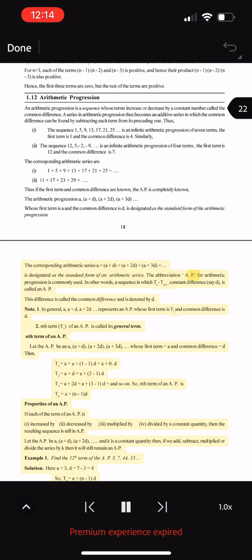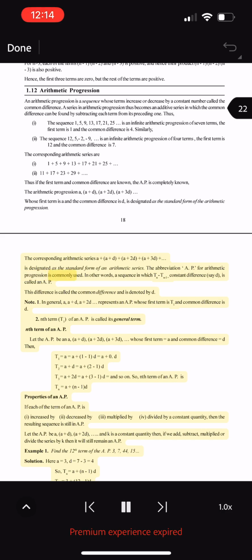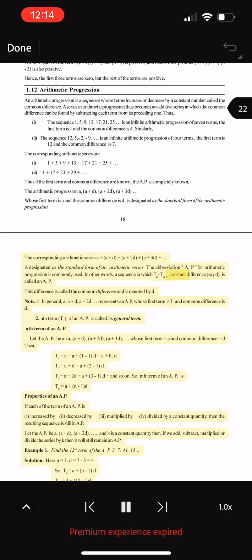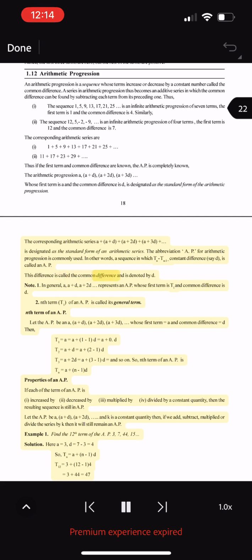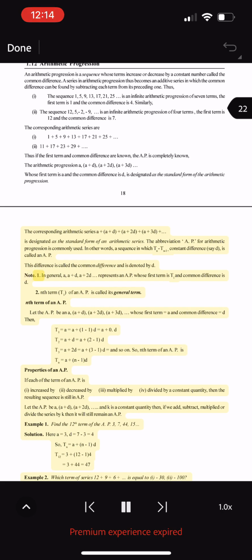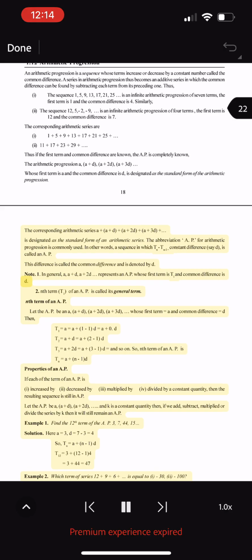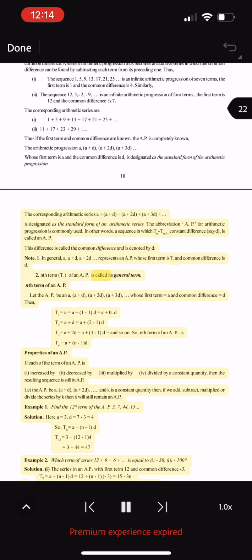The abbreviation AP for arithmetic progression is commonly used. In other words, a sequence in which t(n+1) minus t(n) equals a constant difference, say d, is called an AP. This difference is called the common difference and is denoted by d. Note: in general, a, a plus d, a plus 2d represents an AP whose first term is t1 and common difference is d. The nth term tn of an AP is called its general term.